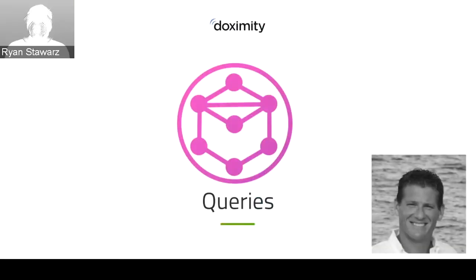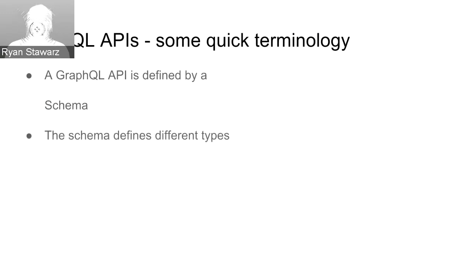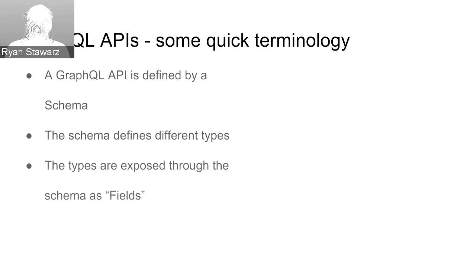Great, thanks, Austin. So I'm just going to cover real quick some terms and terminology and how to make queries. First off, some quick terminology. A Graph API is defined by a schema, and that schema defines different types. So when you're creating an API for GraphQL, there's really two parts. One is defining what can actually happen and what is really returned, and that's the schema, and then the implementation of fulfilling that schema.